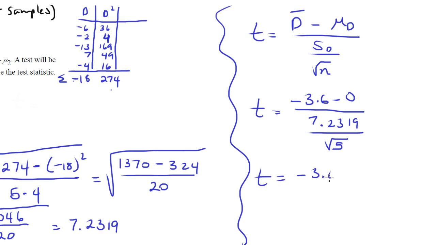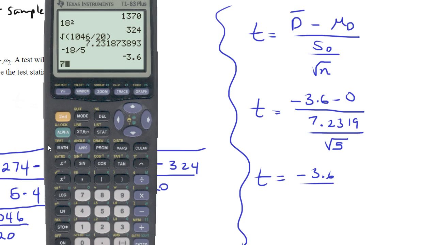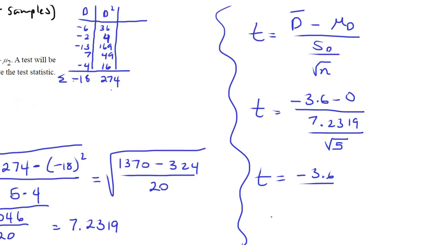So -3.6 divided by, let's see what that denominator is, 7.2319 divided by the square root of 5, which is 3.2342.